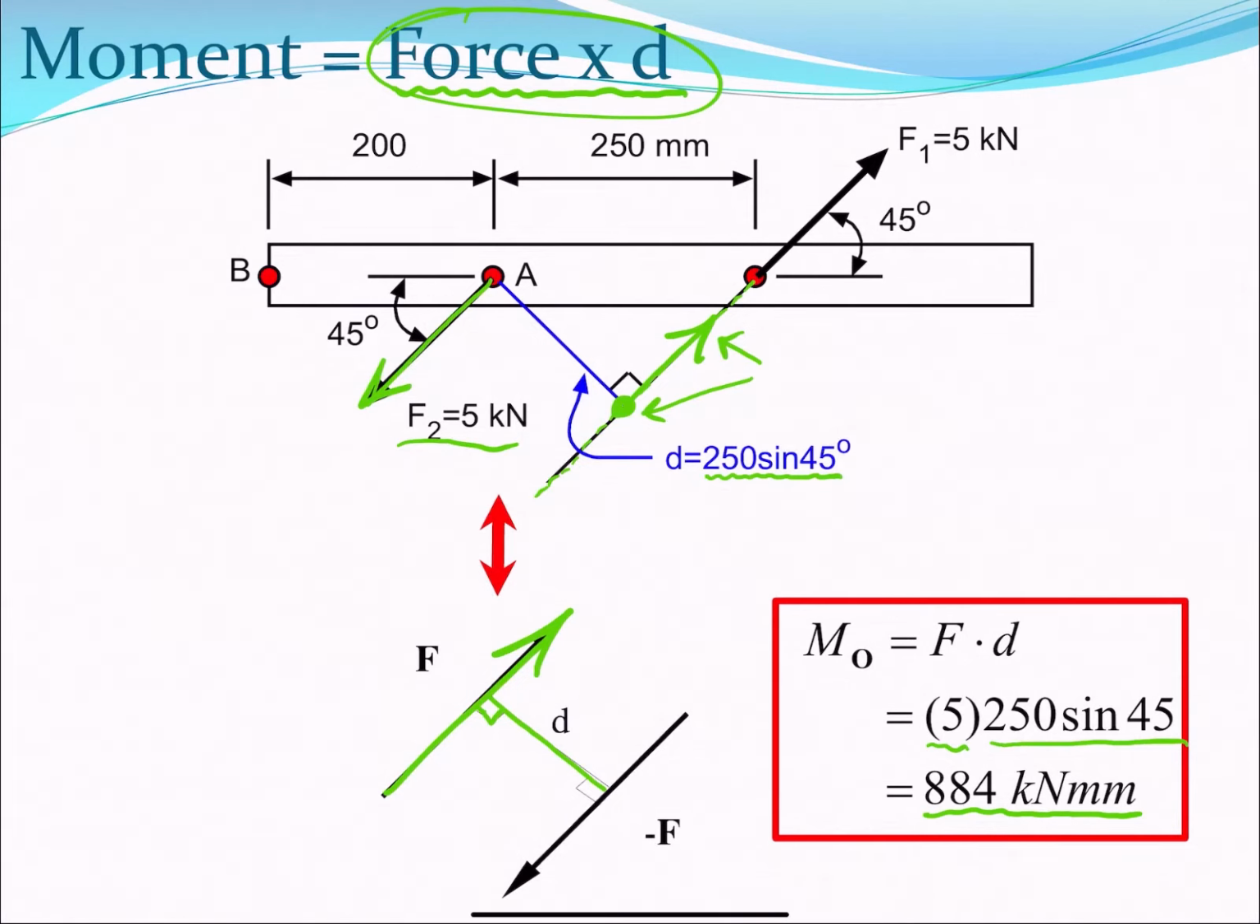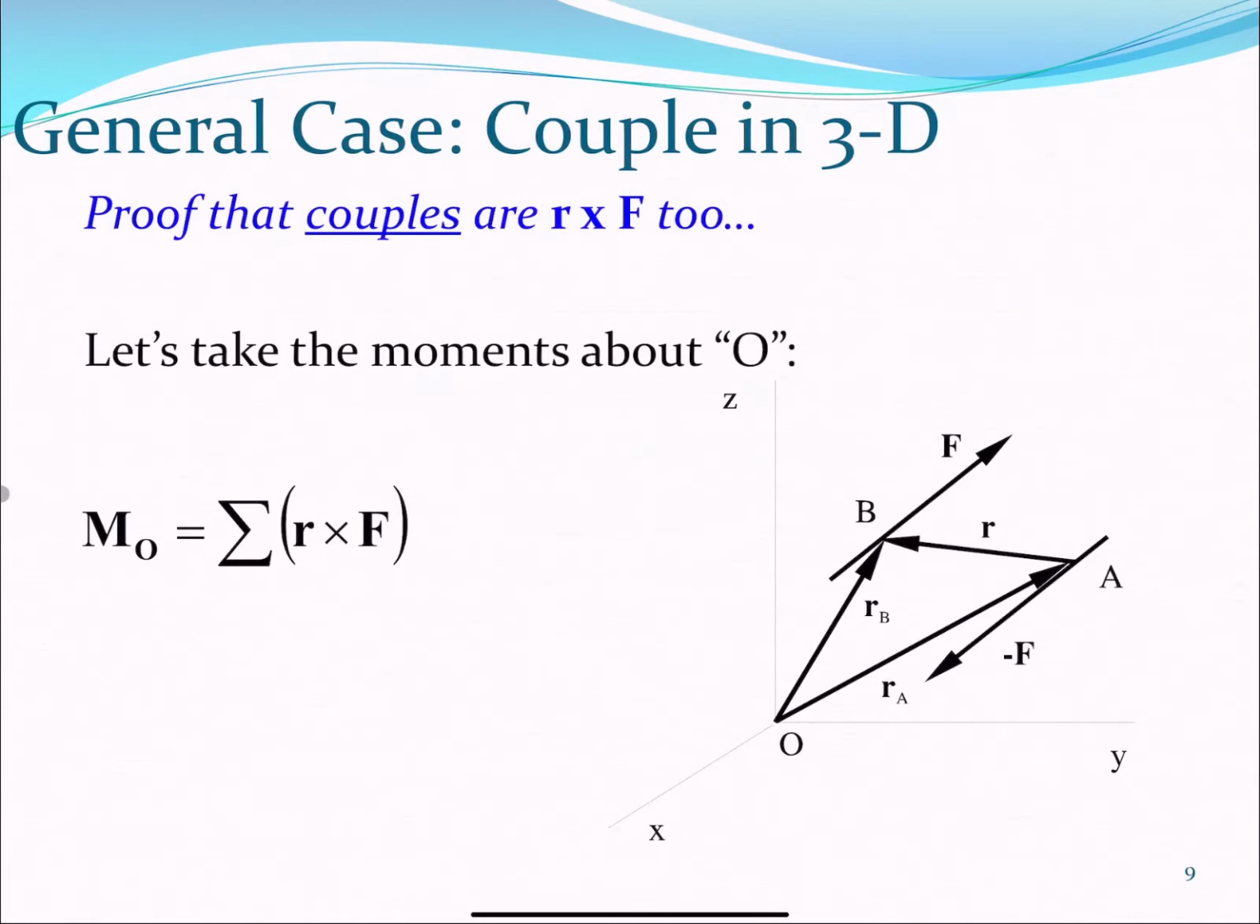So summarizing, you have a couple. The moment can be obtained by adding equilibrium at any point of the rigid body, or just choose one point and then multiply times the distance to the other force. And then that will get you the value of the moment you seek, and it's the same. And what we have is the general case.